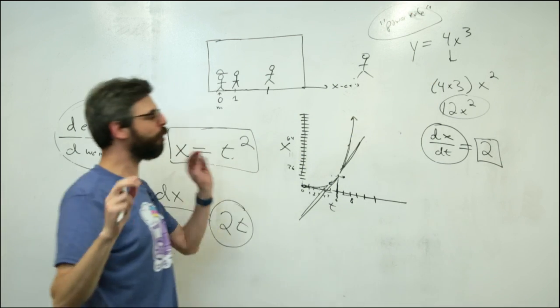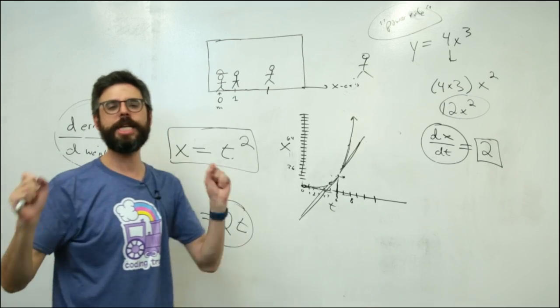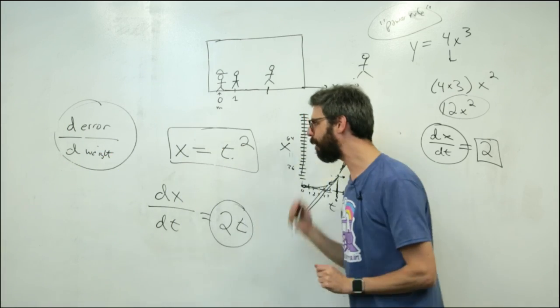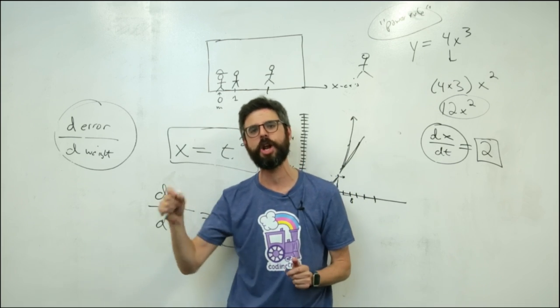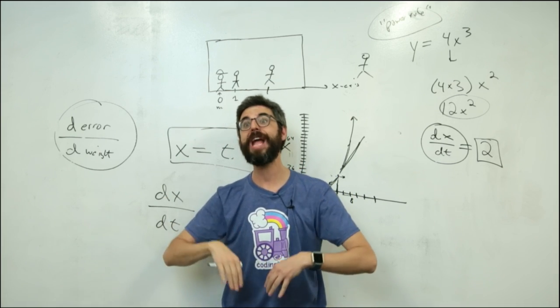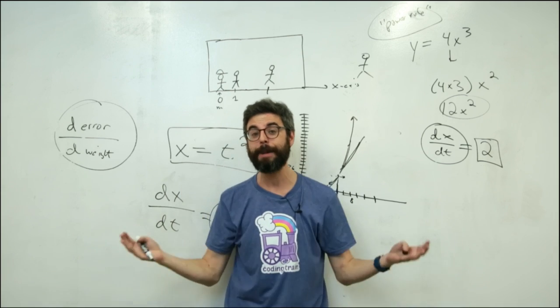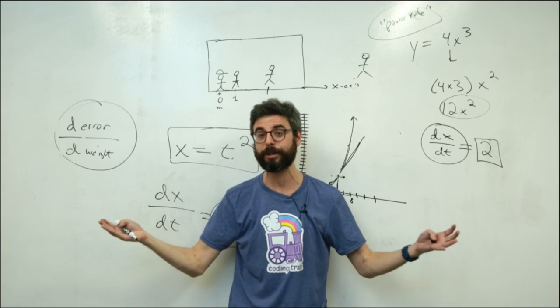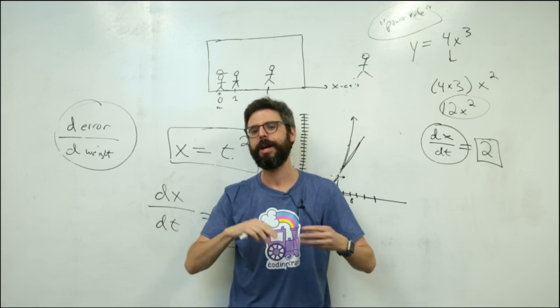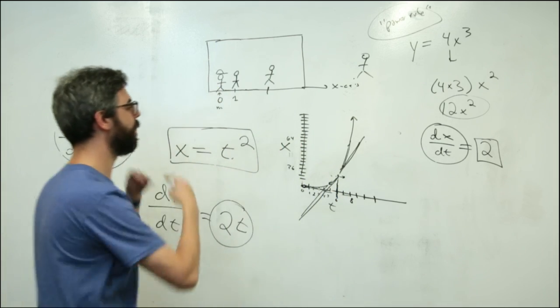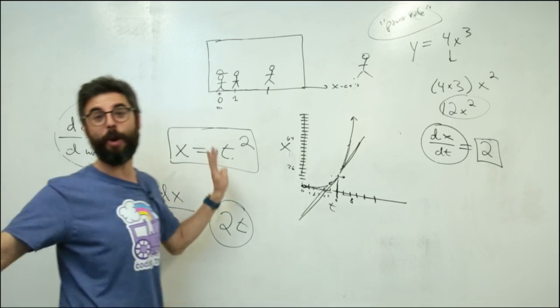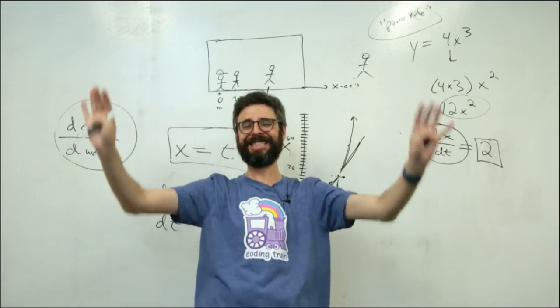So this is the first piece of the puzzle we need. We need to understand that calculus allows us to look at how a given variable changes according to another variable. And if we have a function that describes the relationship between those two variables, we can look at that derivative and calculate that derivative in generalities using the power rule. That's step one. Any questions?